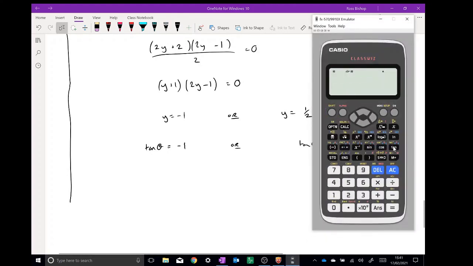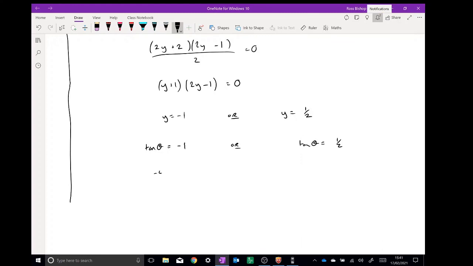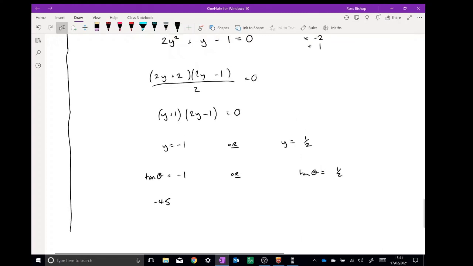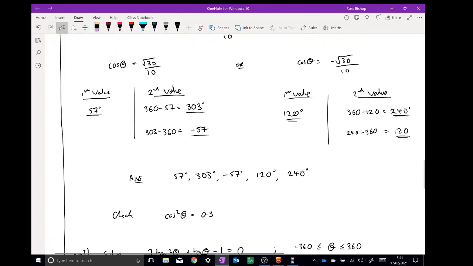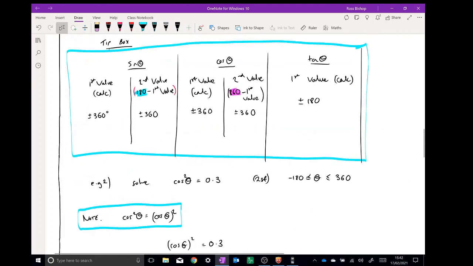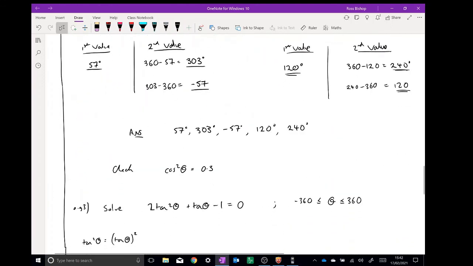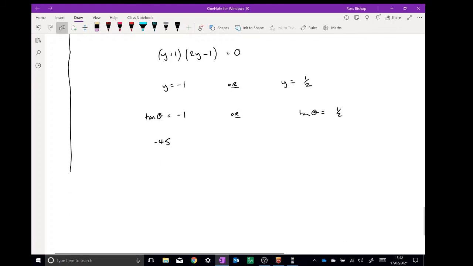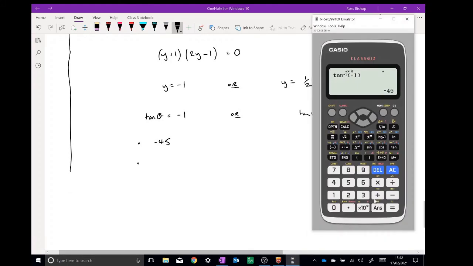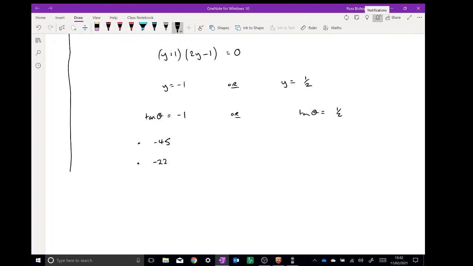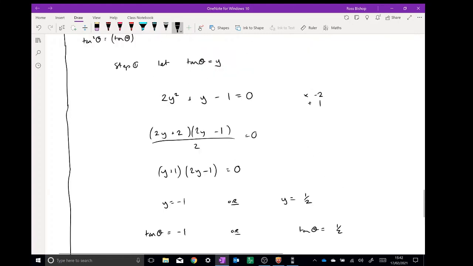If I go shift tan negative 1, I get minus 45. Now tan is the easiest one because, if I go back to my tip box, it is just adding or subtracting 180 until I'm outside the range. So that's my first value. I'm just going to subtract 180 until I go outside the range. Minus 180, I get minus 225. That's going to be within my range. If I minus 180 again, I'd be outside the range.